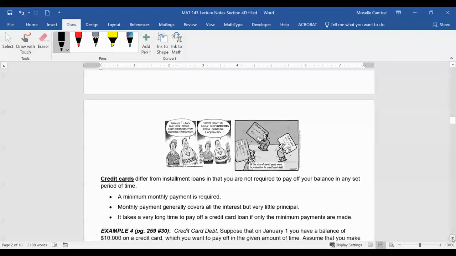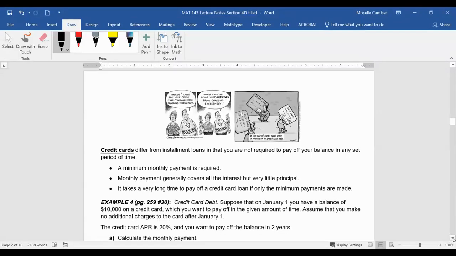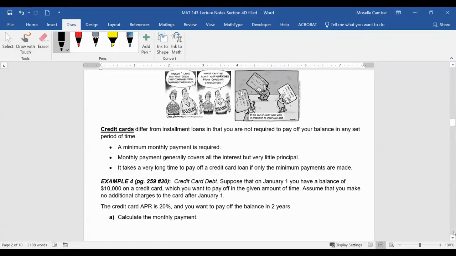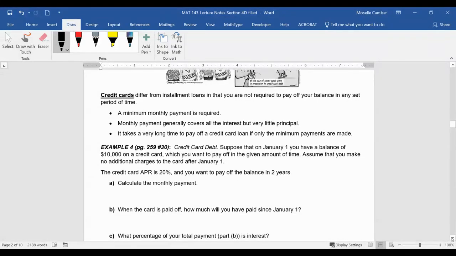Okay, credit cards. Now, credit cards are not installment loans, but we can still think about installment loans when we deal with credit cards if you create your own. If you just pay back the minimum monthly, it's going to take you a lot longer to pay off that credit card, and you're going to end up paying a ton of interest. So you can create your own installment loan, saying I'm going to pay it off in so many years. How much would I have to pay monthly in order to accomplish that, or yearly, or however often you want to put it in.